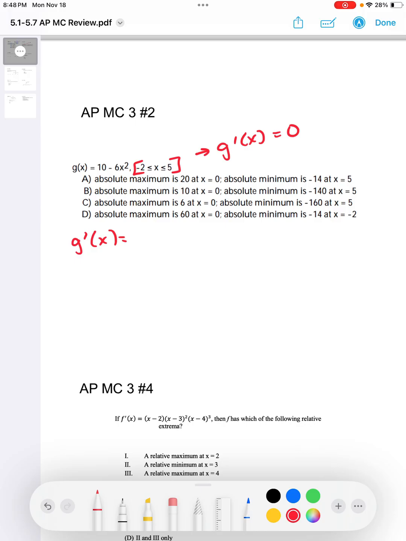Derivative of 10 is 0. Derivative of negative 6x squared is going to be negative 12x. Setting it equal to 0, we have the critical number of 0.